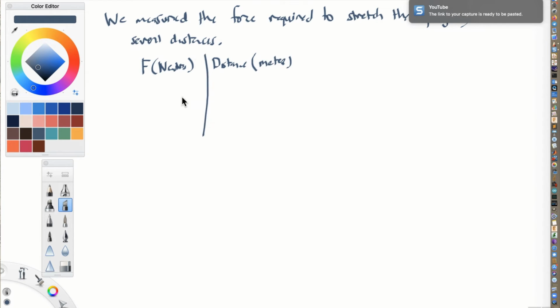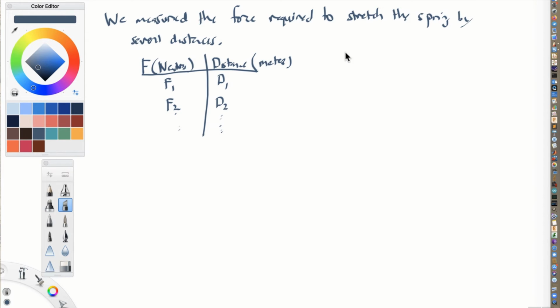So we got several data points, right? So we got force 1 and distance 1 and force 2 and distance 2 and so on, right? That was our data. So what you're going to need to do is find the spring constant, that is the stiffness of the spring. And you can do that by plotting your data, force versus distance.